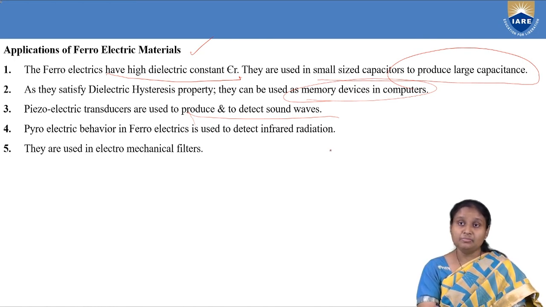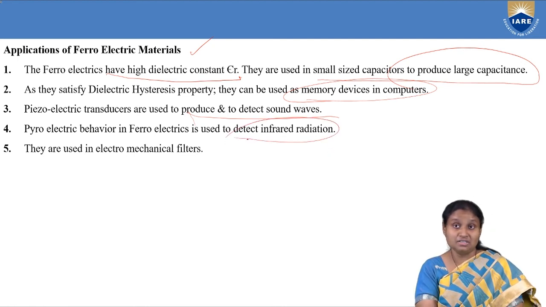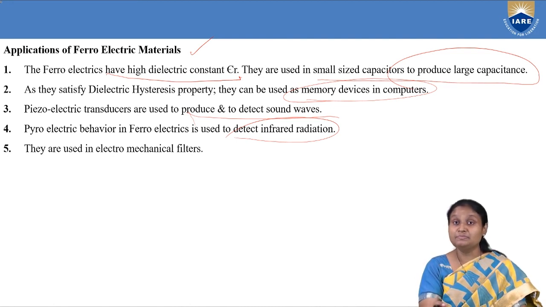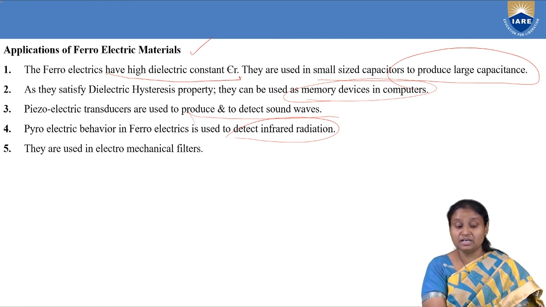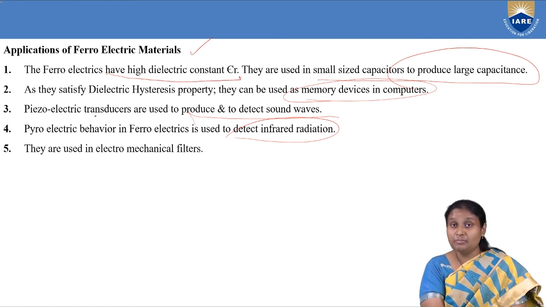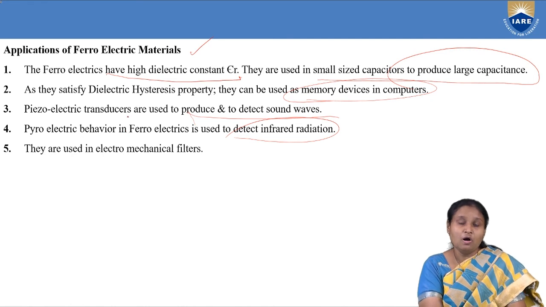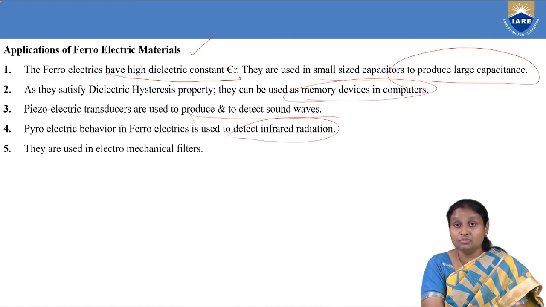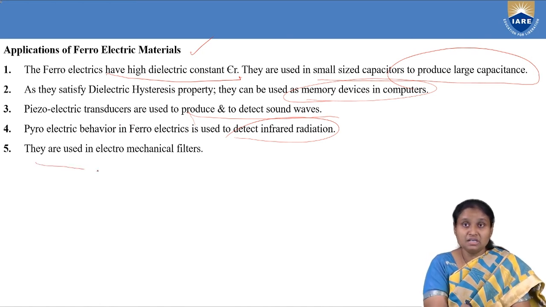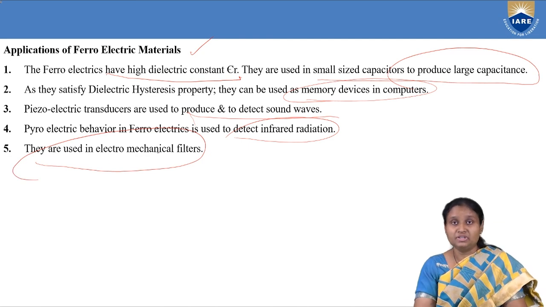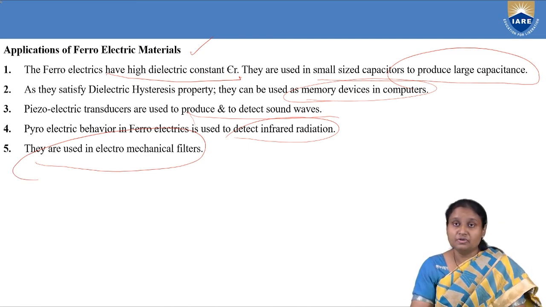And this pyroelectric behavior, because it is found in ferroelectrics, is used to detect infrared radiation because they have this tendency of detecting light. Pyro means that with respect to temperature, polarization is changing. In a piezoelectric material, polarization takes place on application of pressure, but in a pyroelectric material, polarization takes place on application of temperature. Temperature-sensitive ferroelectric materials or pressure-sensitive ferroelectric materials. Because of this, they are used as sensors, as I told you, and also as actuators. Apart from this, they are also used in electromechanical filters. So these are some of the applications of ferroelectric materials.